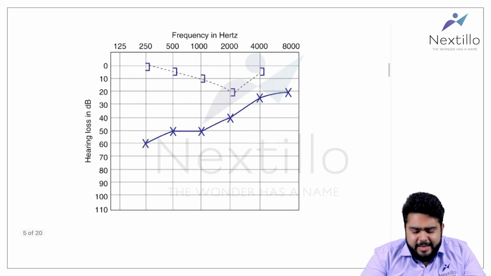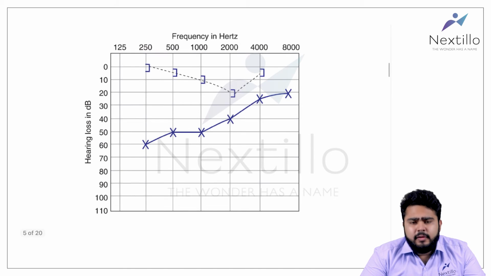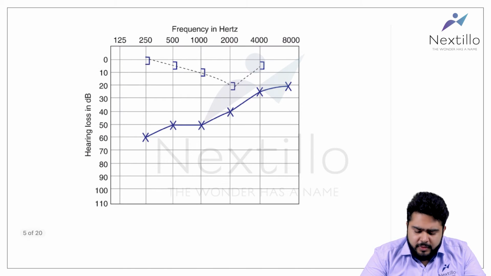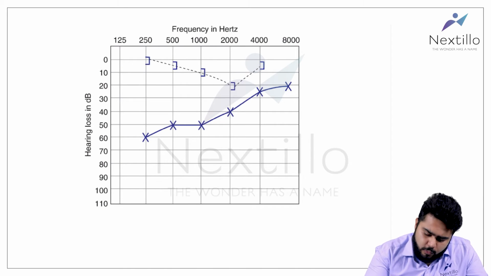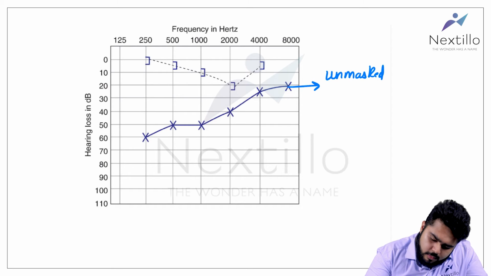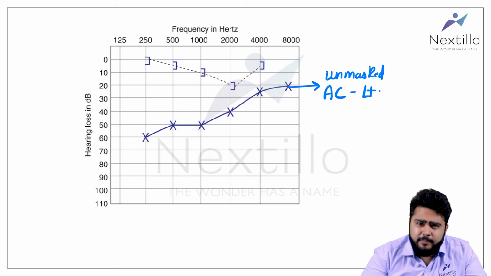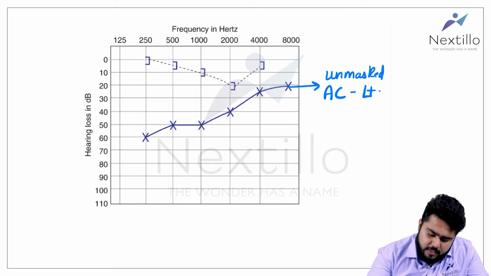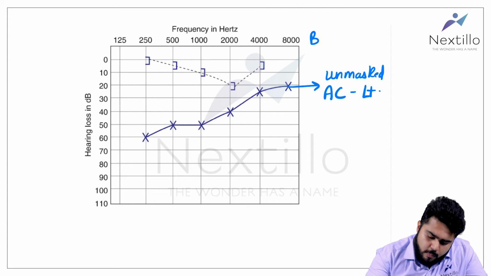Okay, again I have kept another pure tone audiogram. Let's see over here. What is this? Again, first of all, you tell me, what do you see? We see this as unmasked air conduction of the left ear of the patient. Correct? Any doubt with this? No. Then this is bone conduction. This is the bone conduction.